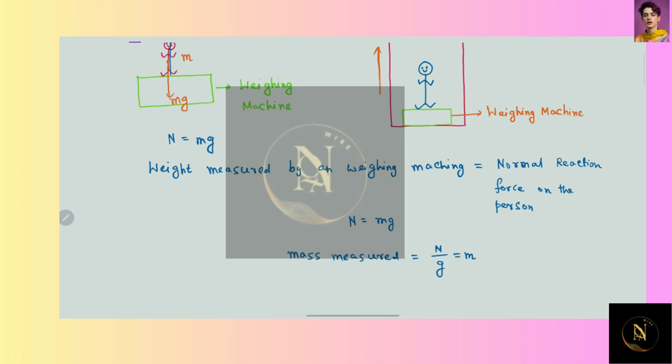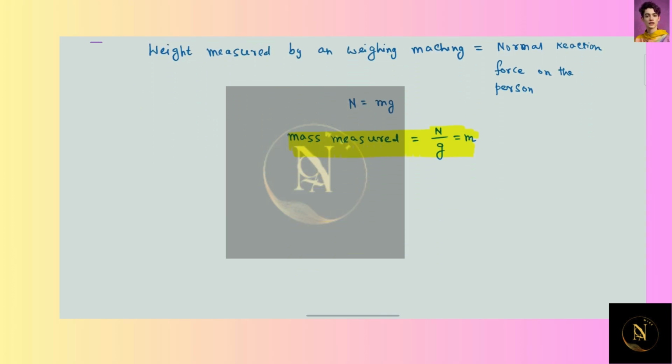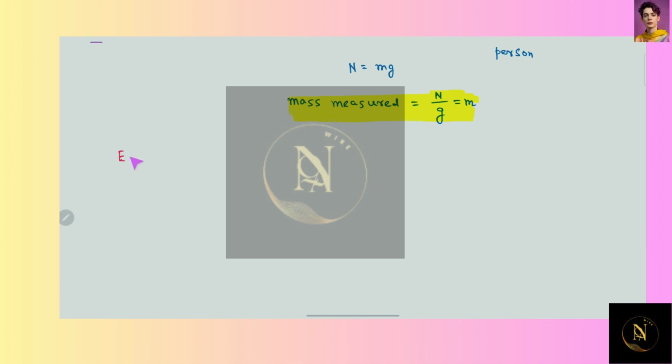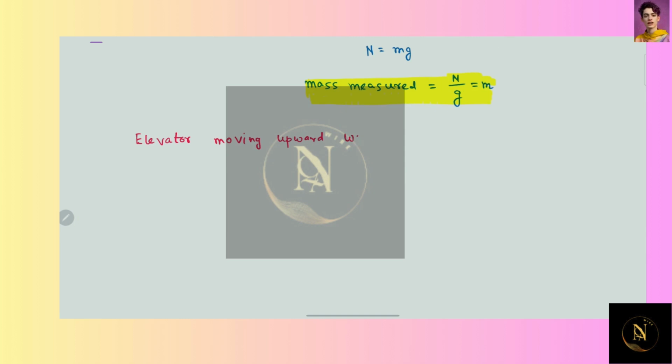Whenever the elevator moves upward with acceleration, in that case the normal reaction force on the person will change. Even when the elevator moves downward, in that case also the normal reaction force on the person will change. So let's try to calculate when the elevator is moving upward with an acceleration a.